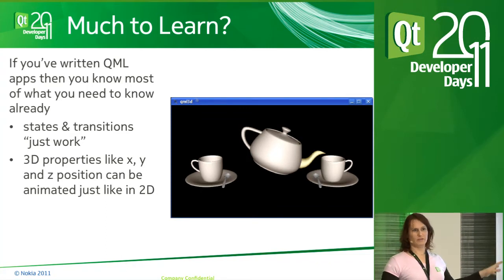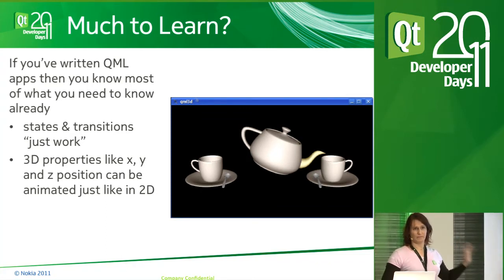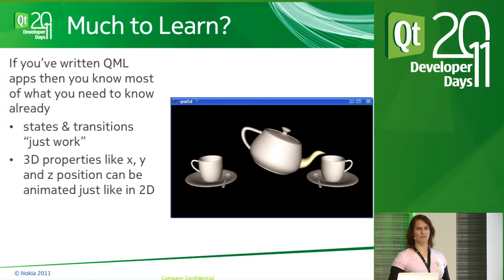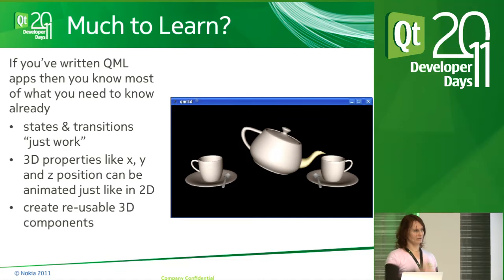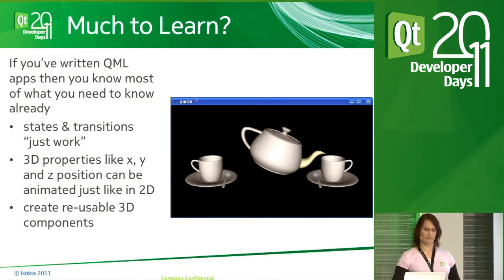The properties that we've exposed on 3D objects are also scriptable just the same as they are for your 2D stuff. And I'll hopefully show this in the demo, but another nice thing is that once you've created a 3D object and got it behaving just the way you want, you can then turn that into a reusable component and reuse it throughout your application.